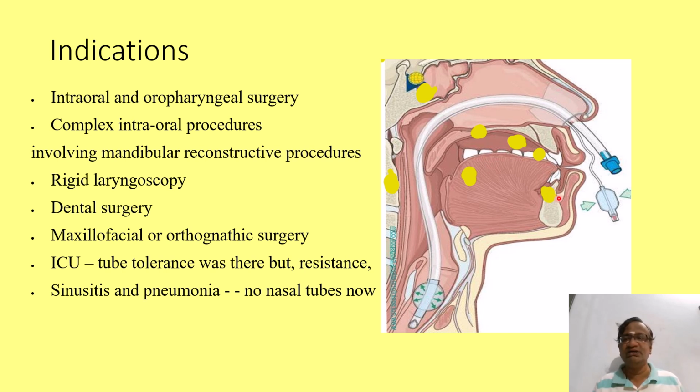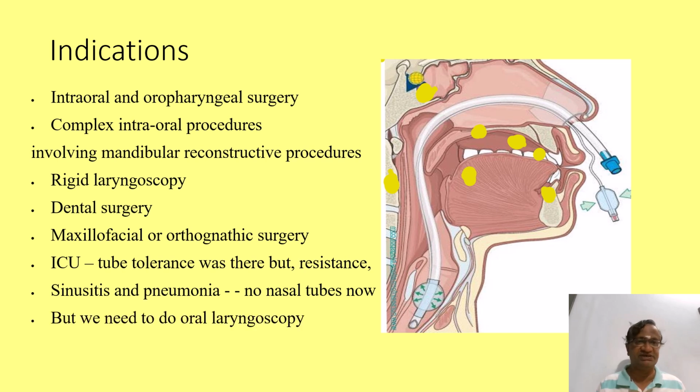Now going to these yellow dots, we can see here that palatal, dental, oral, intraoral, retrognathic and mandibular surgeries are indications of nasotracheal intubation. This does not mean we should do it blindly. We should do an oral laryngoscopy first, and any patient who has a difficult oral laryngoscopy, you should think is also a case of difficult nasal intubation.